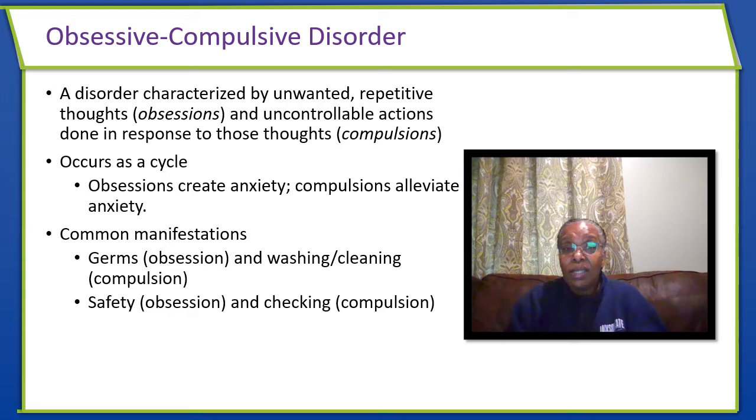It's cyclic in that obsessions create the anxiety, and then the compulsions are what they try to do in order to alleviate the anxiety. Here's an example. You ever go out and think to yourself, ooh, did I lock my front door? Well, you normally might go back and double check, and that's fine. But a person dealing with OCD will go back a set number of times. They may do it 10 times before they feel safe enough to walk away from it.